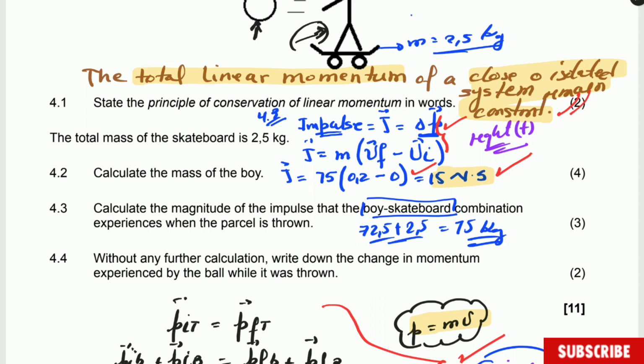Okay, now question 4.4. Without any further calculation, write down the change in momentum experienced by the ball while it was thrown. Now, the change in momentum of the ball is going to be equal to that of the boy-skateboard, but in the opposite direction. So in other words, the change in momentum here will be equal to 15 newton seconds, but to the left. And this is the answer to the question. That is the final answer. If you say that, you will get 2 marks: 1 mark for the magnitude, 1 mark for the direction.